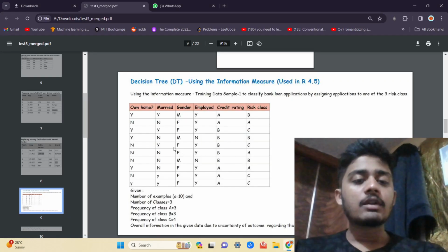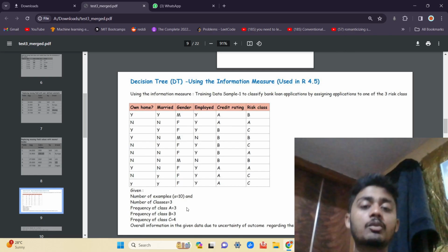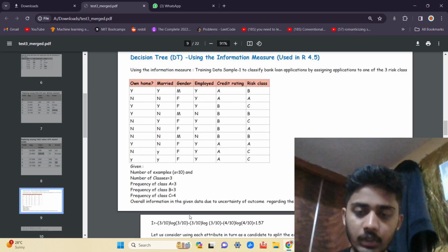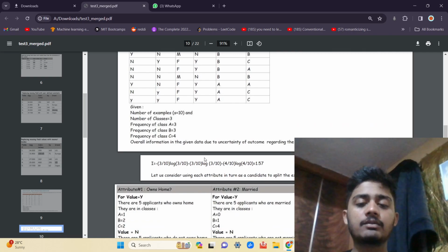So here it is, given the table. Now we have to find out first the information gain for the risk class. The number of classes is given as 3 because A, B, C. Now the frequency of A is 3 in this risk class, B is 3 and C is 4. Total number is 10. Now overall information gain is this. By applying the formula, we can find the information gain, that is 1.57.